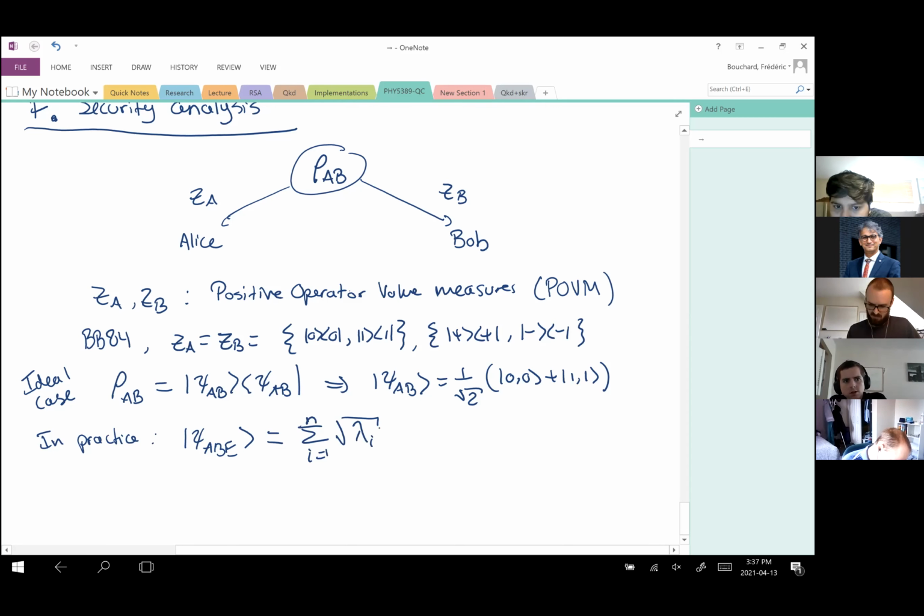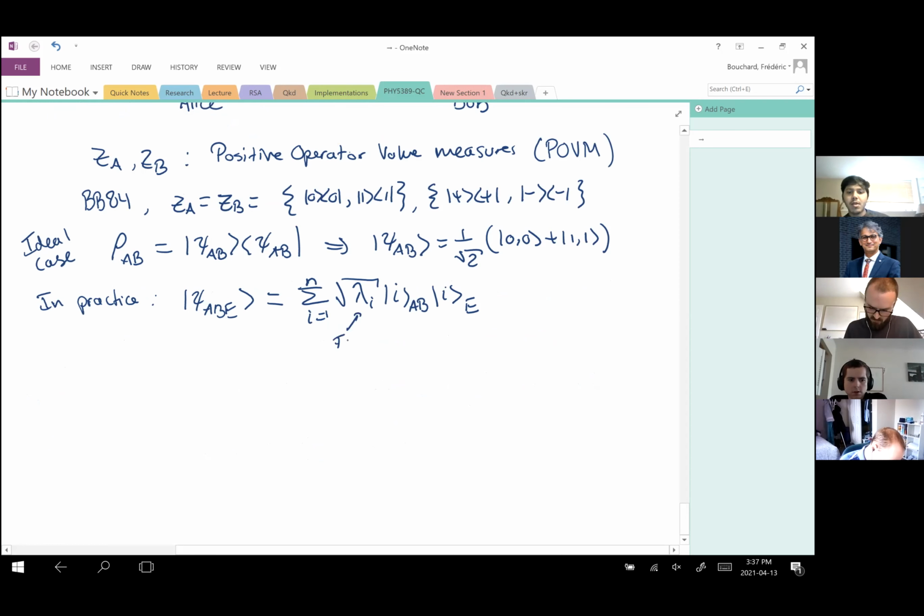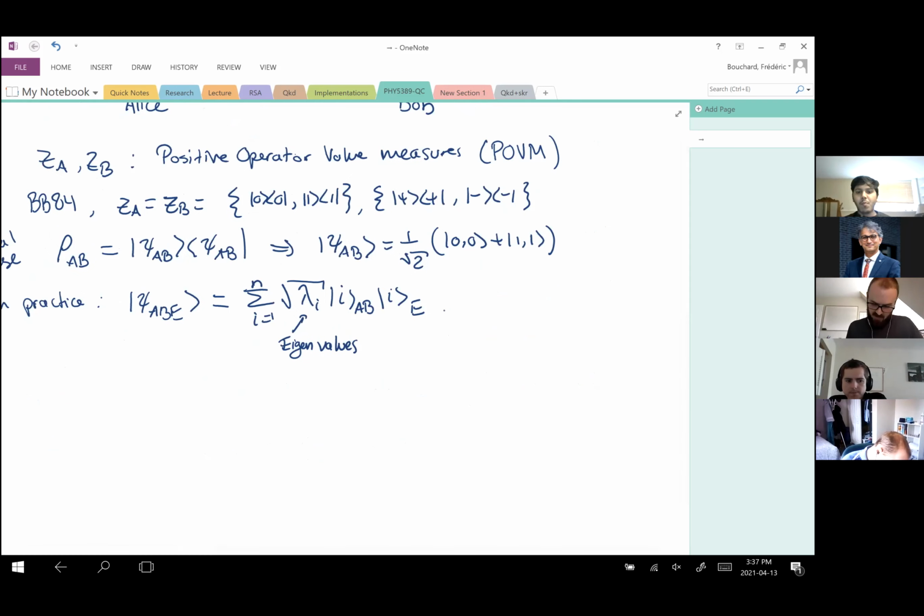So let's purify rho_AB. Lambda is the eigenvalues of rho_AB. All you have to do is write rho_AB in a diagonal basis, and those are the eigenvalues. I don't know if you've seen this in the course so far, but anyway. And then if you want to go from psi_ABE back to rho_AB, you just trace over Eve, taking the partial trace over E.